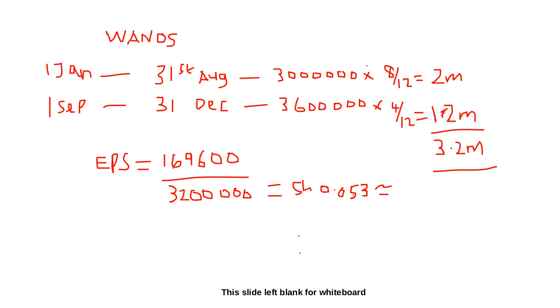So this can also be approximated in terms of cents. This can be 5.3 cents. But there is no harm even leaving it at 0.053 shillings. There is no problem. So any question up to that point? Not weighted average number of ordinary shares, but how we are getting the earnings per share.